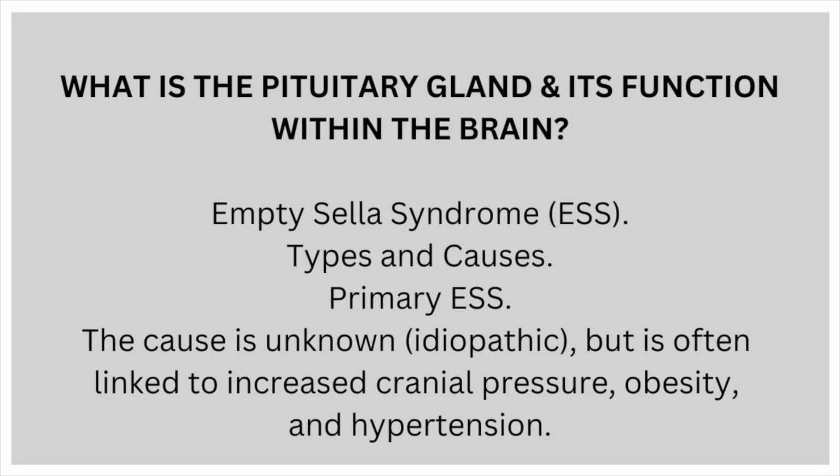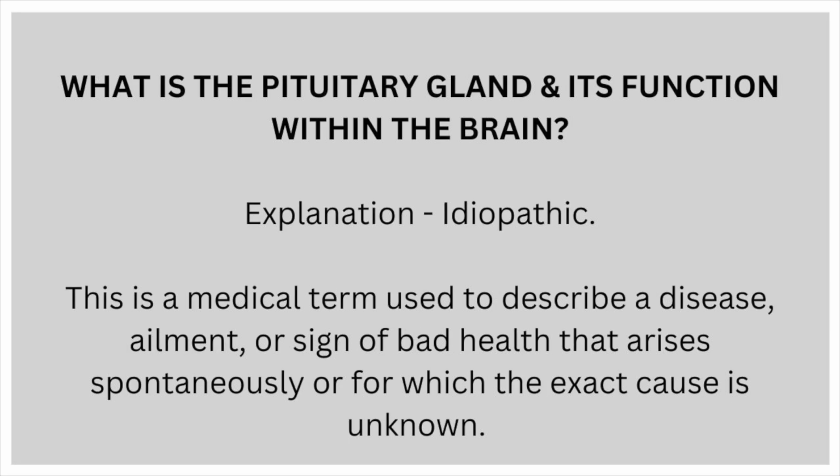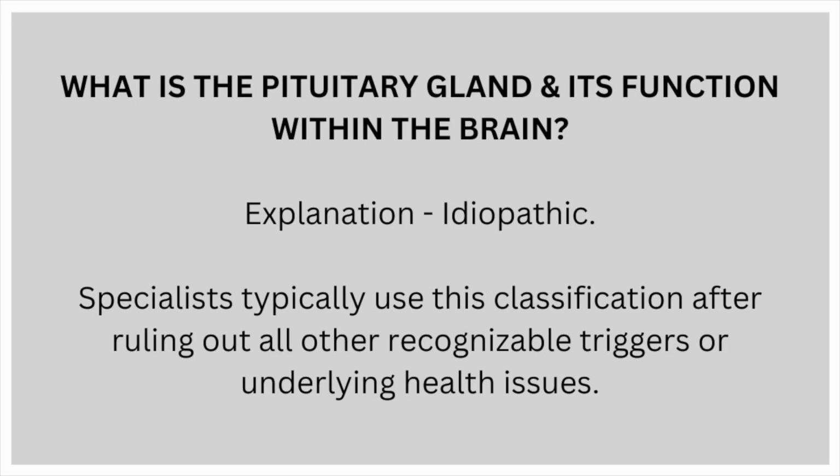Types and causes. Primary ESS. The cause is unknown or idiopathic, but is often linked to increased cranial pressure, obesity, and hypertension. Explanation: idiopathic. This is a medical term used to describe an ailment or a sign of bad health that arises spontaneously or for which the exact cause is unknown. Specialists typically use this classification after ruling out other recognizable triggers or underlying health issues.